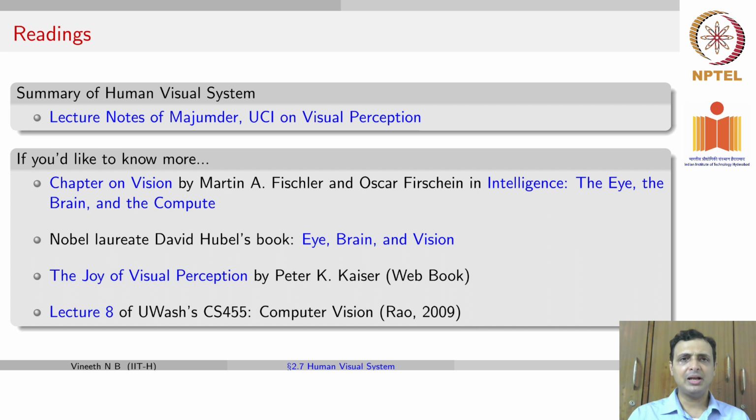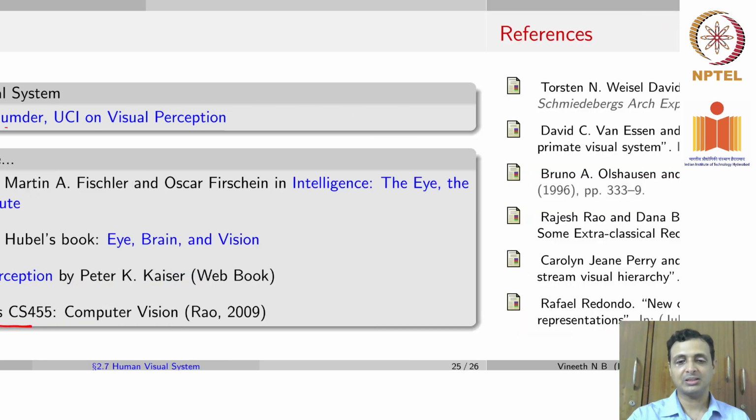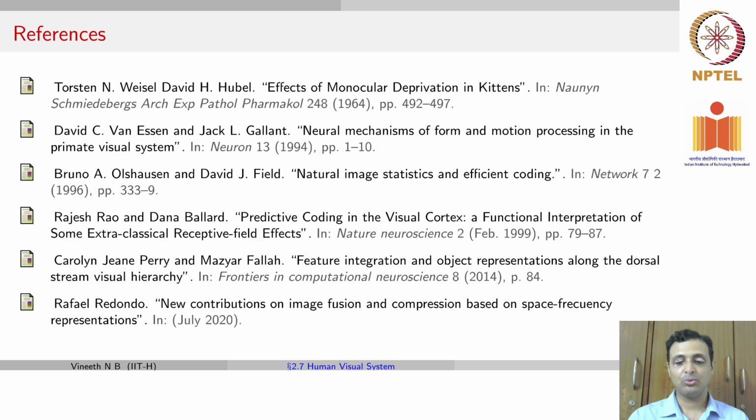This was primarily intended to give you a parallel between what we've been discussing so far and how the human visual system perceives. If you're further interested, there's a nice summary of whatever we've discussed so far in the lecture notes of Dr. Aditi Majumdar at UCI on visual perception. And if you're further interested, there are many more links on this slide which you can read to understand more. The lectures of Dr. Rajesh Rao, from whom these slides were borrowed, are also there as one of these links if you want to read more. Here are some references for you to read.